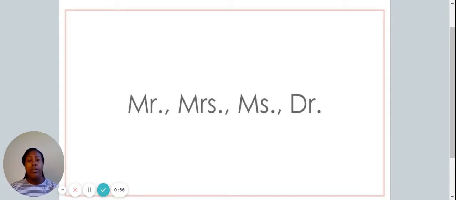Their names may include Mr. Patterson, Mrs. Grandy, Miss Paye, Dr. Coney. Those are titles that people will use to reference or identify their role.